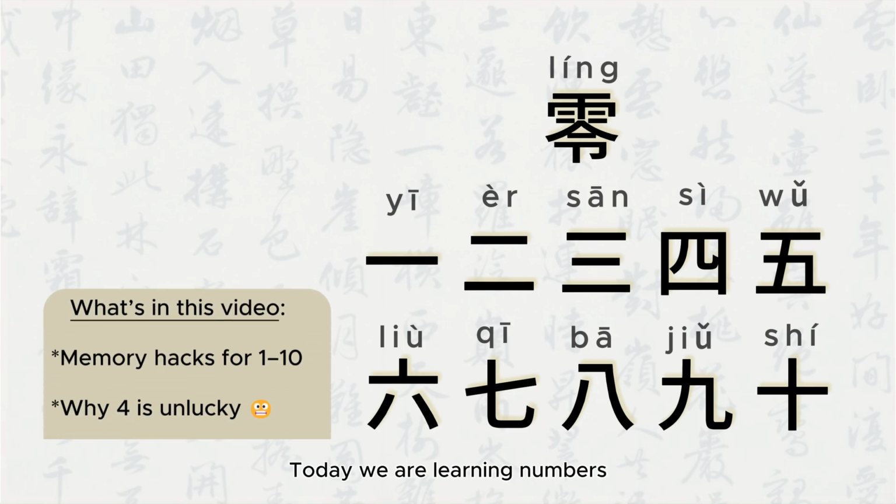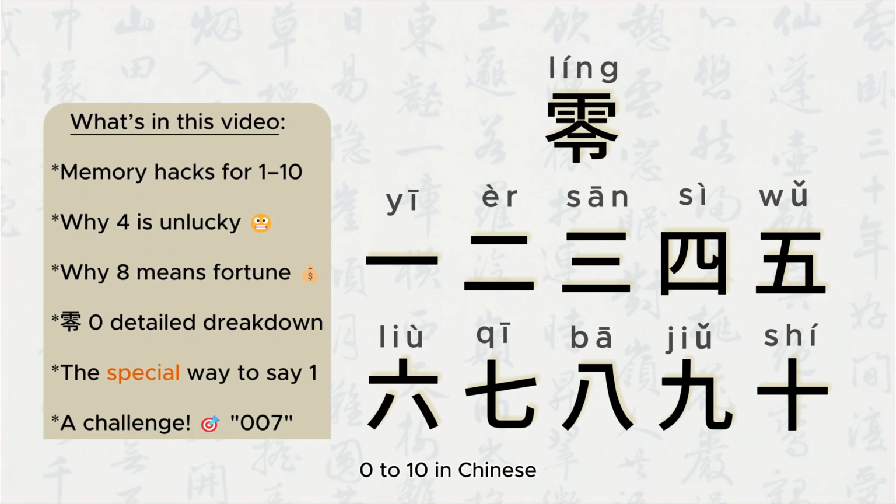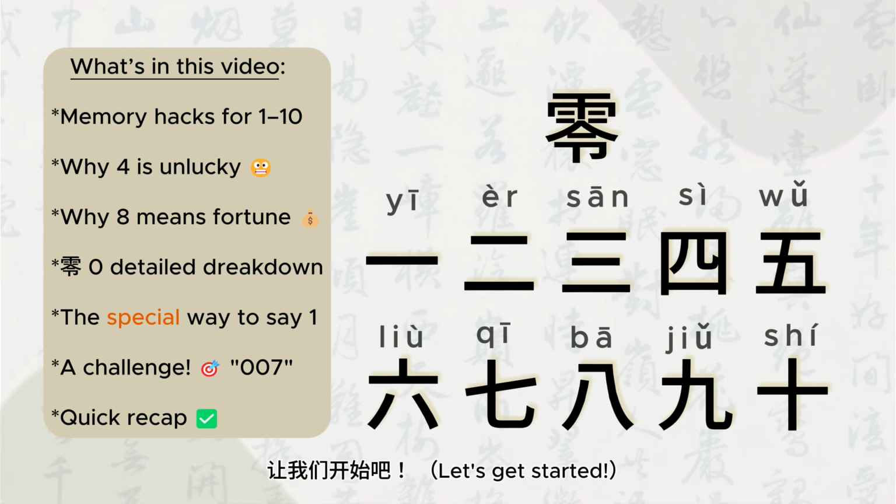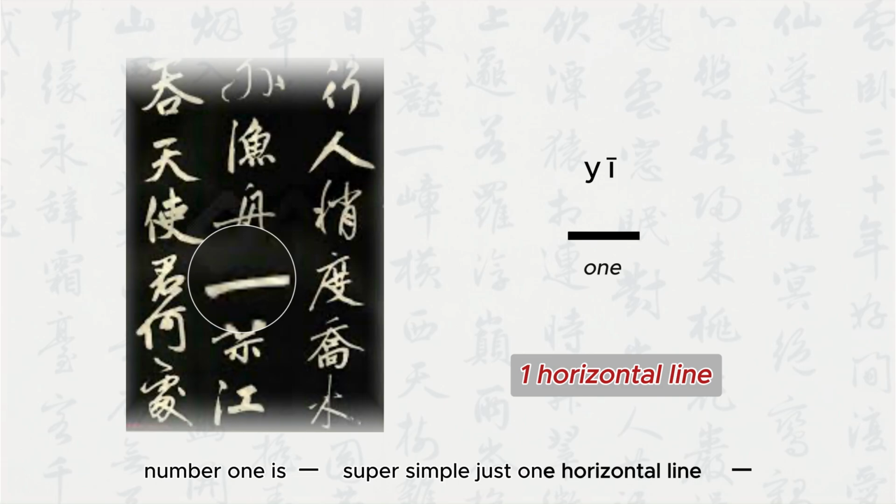Hello, 你好. Today we're learning numbers 0 to 10 in Chinese with many of my original memory hacks. 让我们开始吧. Number 1 is 一, super simple, just one horizontal line.